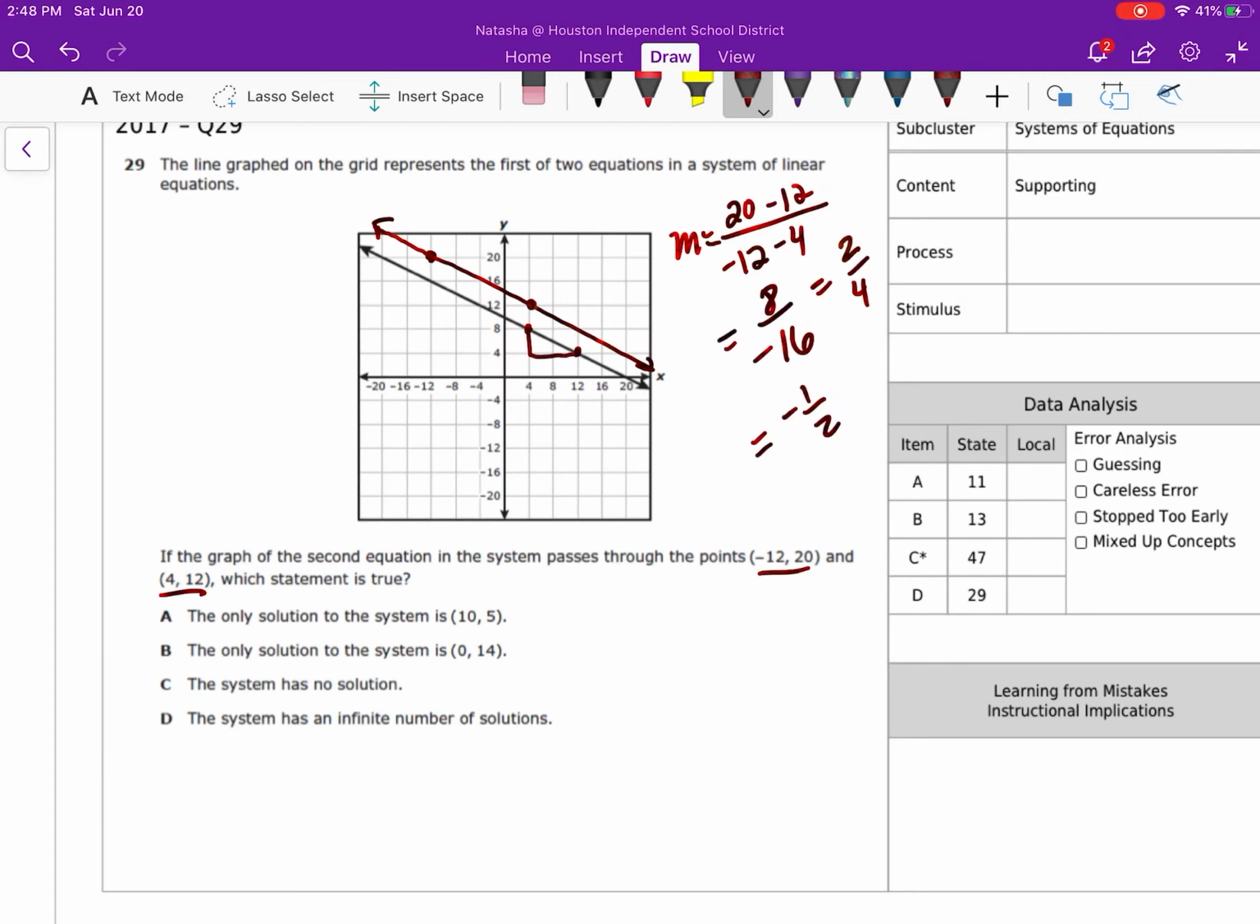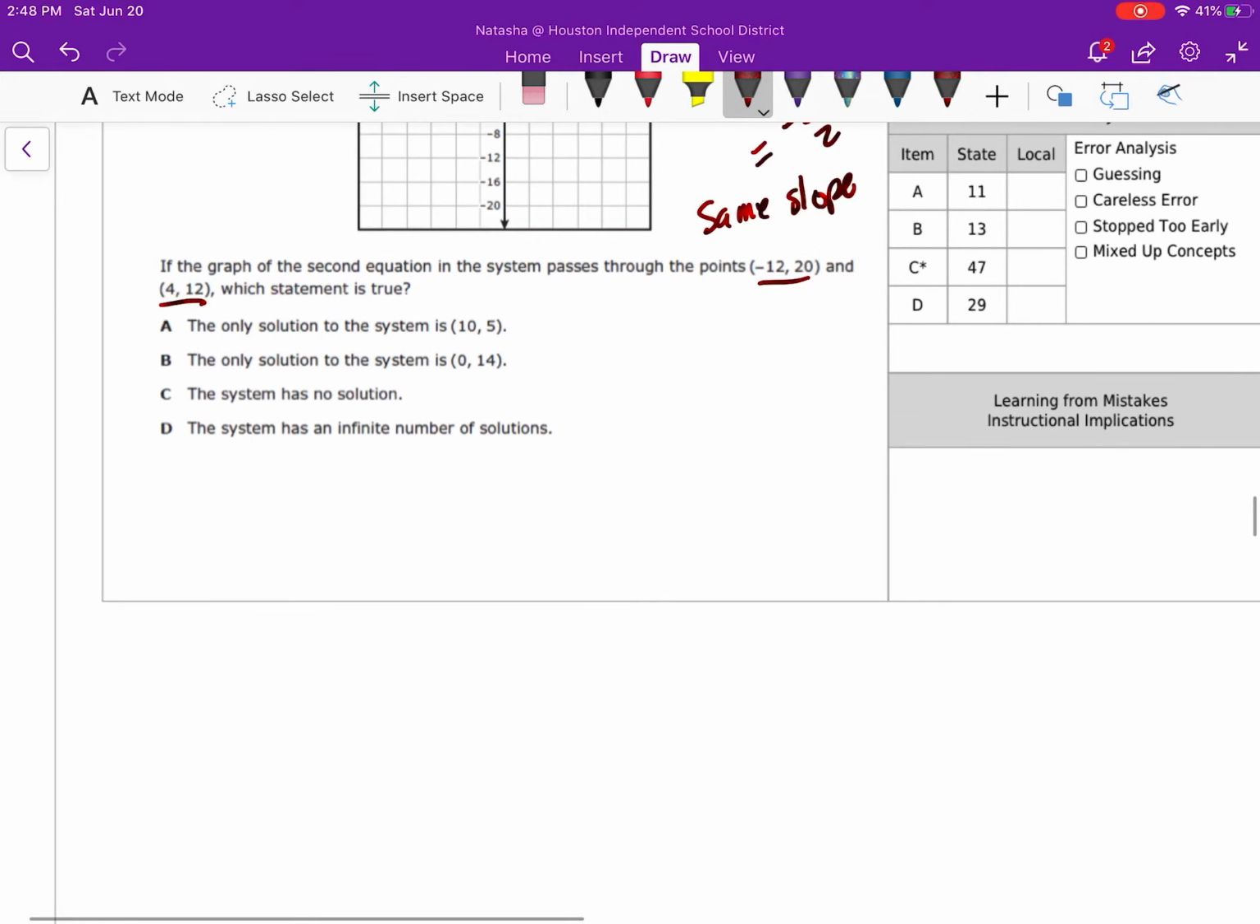That means the other line should also have a slope of negative 1/2. That's a rise of negative 1 and a run of 2. So it does. They have the same slope. Since they have the same slope, that means that they will never intersect, and it has no solutions. Infinite solutions would be the same line.